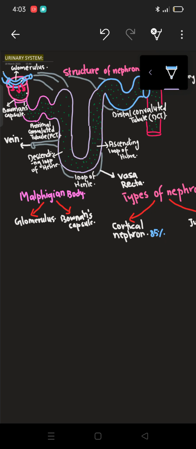As I told you, we do have two parts in the kidney. First one is the cortex, the outer part, and the inner part is known as medulla. So nephrons which are present in the cortex of the kidney are known as cortical nephrons, and the nephrons which are going to the medulla are known as juxtamedullary nephrons, which control the concentration of the urine, like either it should be concentrated or diluted. That is controlled by juxtamedullary nephrons.